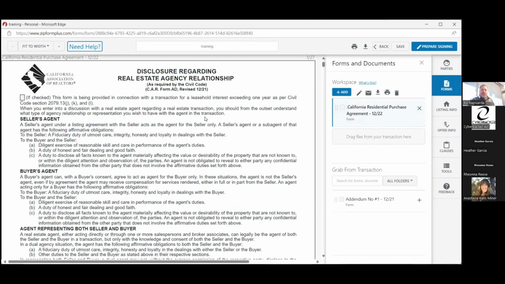Okay, so today we're going to be talking about the residential purchase agreement. Who is comfortable with the residential purchase agreement, and who is not comfortable with it? Okay, I'm comfortable with it, but I have a quick question actually, because I haven't done this in a long time.